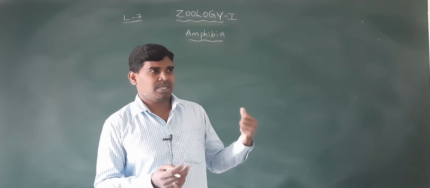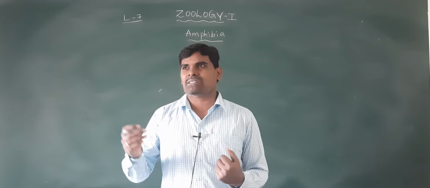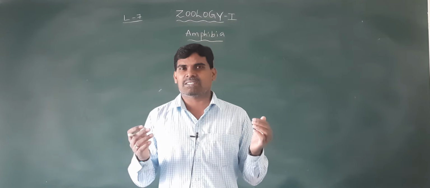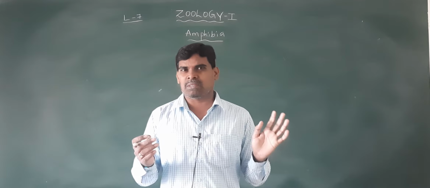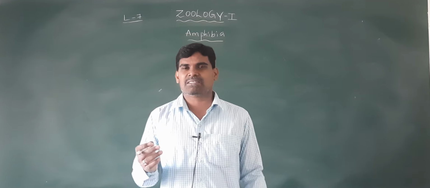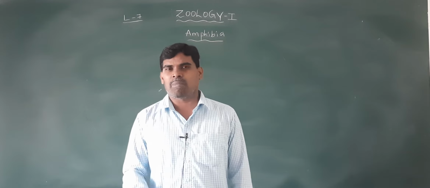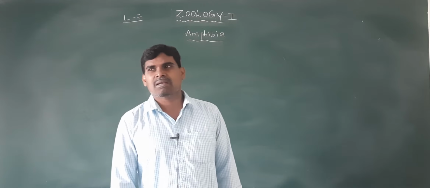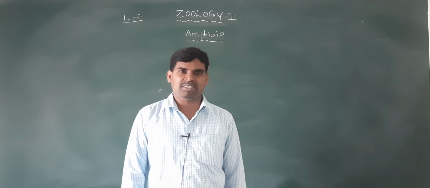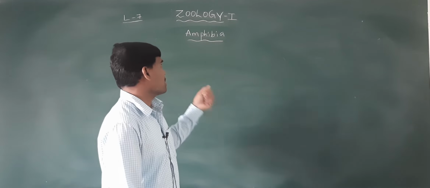The gill slits are 5 to 7 pairs in cartilaginous fishes and 4 pairs in bony fishes. The exoskeleton is made of placoid scales in cartilaginous fishes, and cosmoid and rhomboid scales in bony fishes. We completed this in the previous class. Now let's see the next group, Amphibia.